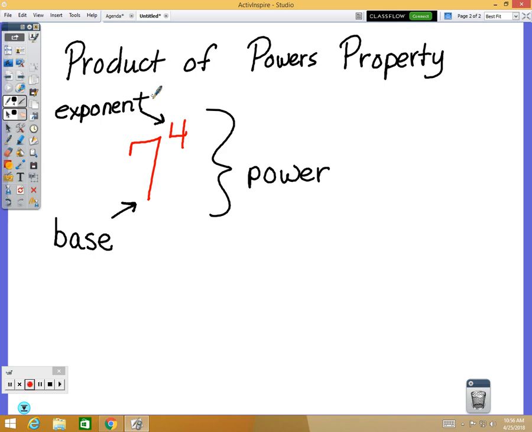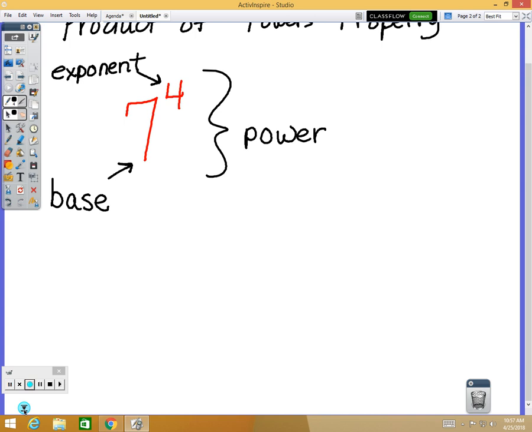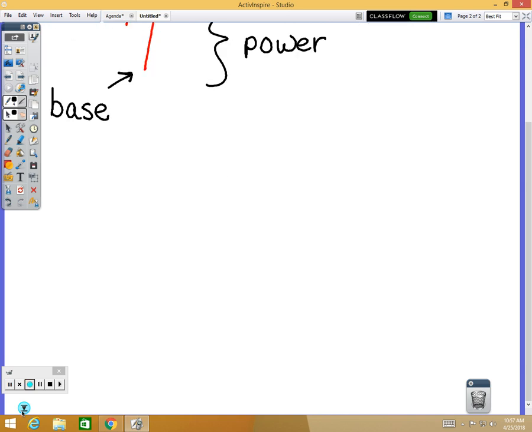So what we're going to be doing is multiplying different powers together. And there is a rule that goes along with that. So that's what product of powers means. Alright, this is basically what it says. Now I think it's a lot easier when your base is a variable. It's easier to see kind of what's going on. If we had a to the 4th power times a to the 3rd power.